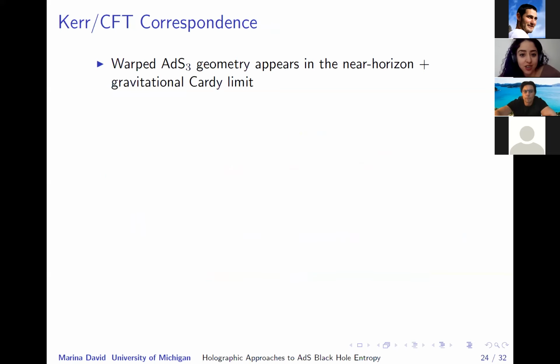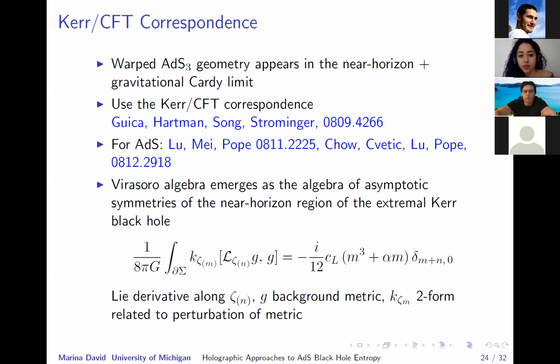Okay, so now that we have the AdS3, then we can go back and use holography once more and use Kerr/CFT. So the Kerr/CFT correspondence starts with some AdS3 geometry, which is why we took the near horizon limit to begin with. The Kerr/CFT correspondence was first studied by Strominger and collaborators in 2008, and then was later extended for asymptotically AdS black holes sometime later.